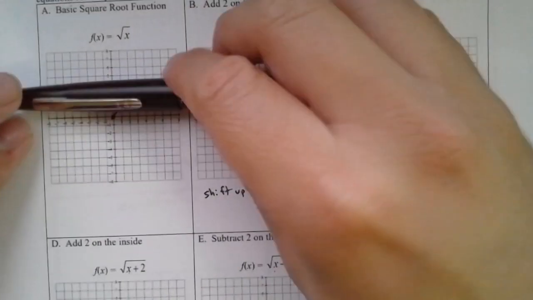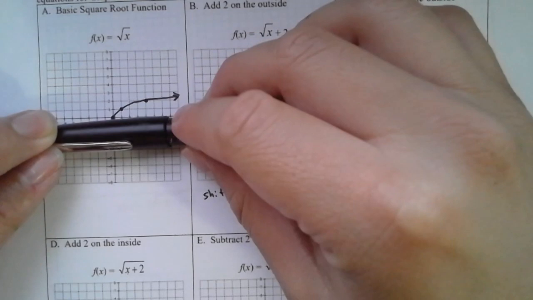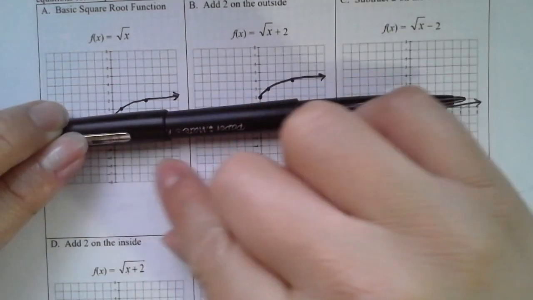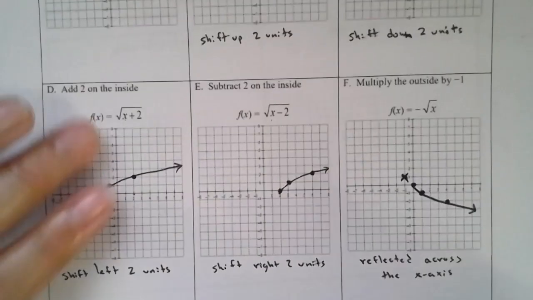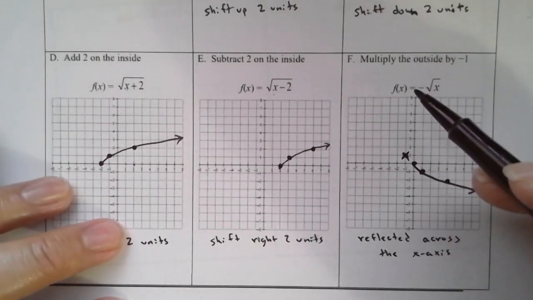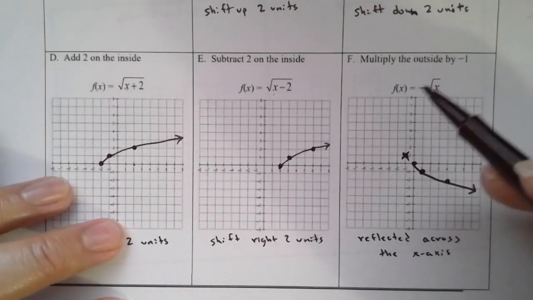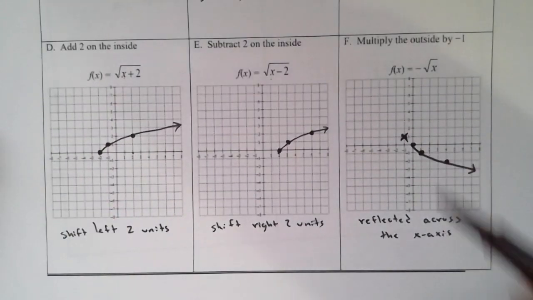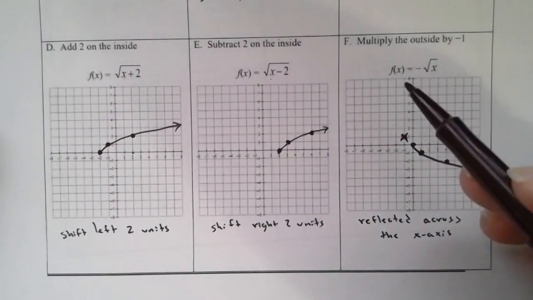And this makes sense. If you hold a mirror here to this original basic function, it's going to look like it's going this way. So that's the reflection. That's what this does. When you have a minus in the front, on the outside, it's going to reflect over the x-axis. This is true for all functions, all of them.